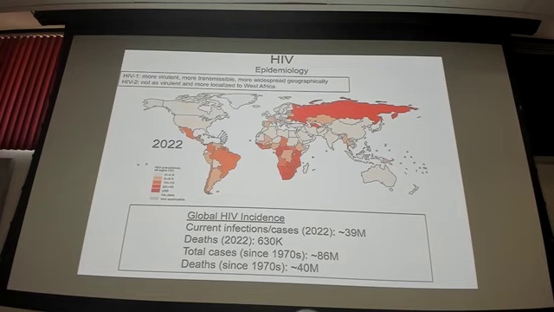If you contrast that to the total number of infections and deaths since the late 70s, we're looking at a denominator of 86 million documented cases ever, and 40 million deaths. That's a lot of deaths. It's one of the major infectious disease killers. So that's like 45% of total cases resulting in death.